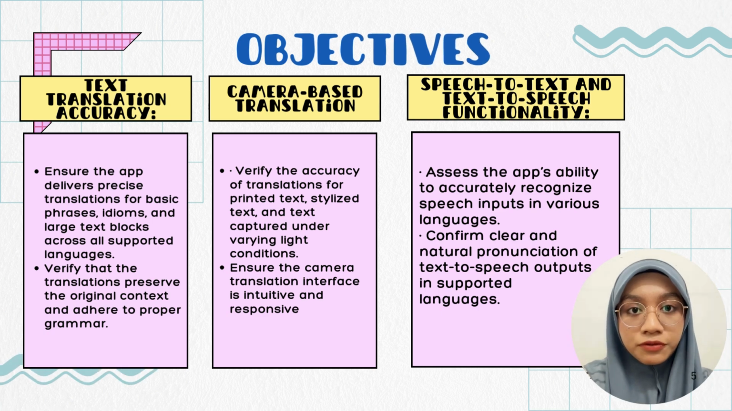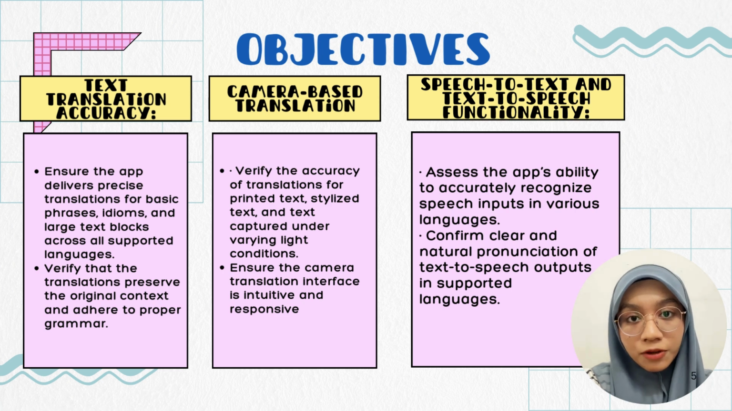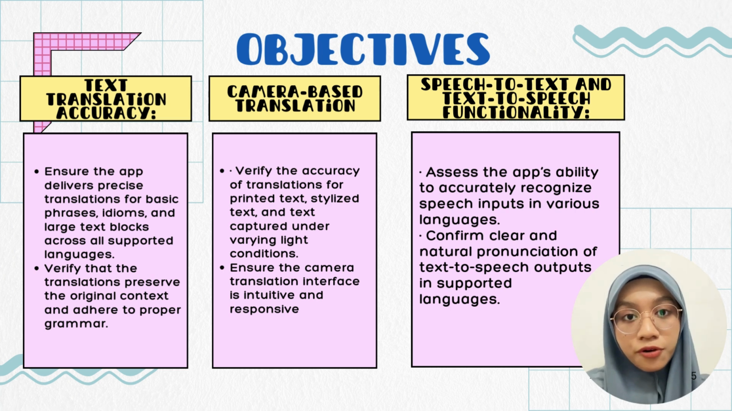For the objective, we will walk through the key features we will be testing for the translation app. This includes testing for translation accuracy, speech-to-text functionality, camera-based translations, offline features, user interface usability, real-time conversation translation, and overall app performance. We will start with the text translation features. Our goal is to ensure that the app delivers precise translation for basic phrases, idioms, and large blocks of text across all supported languages. We will also confirm that the translation preserves the original context and adheres to proper grammar, making sure that users receive accurate and meaningful translations.